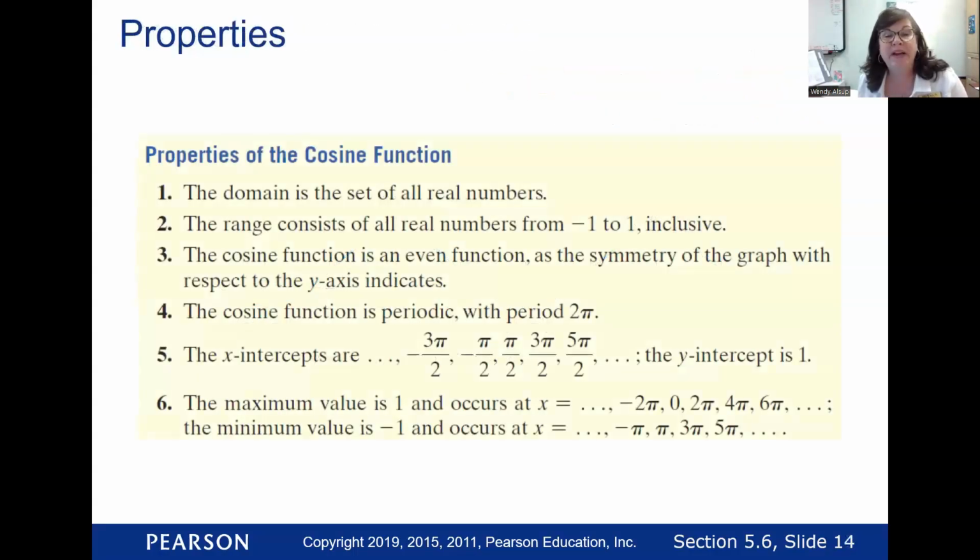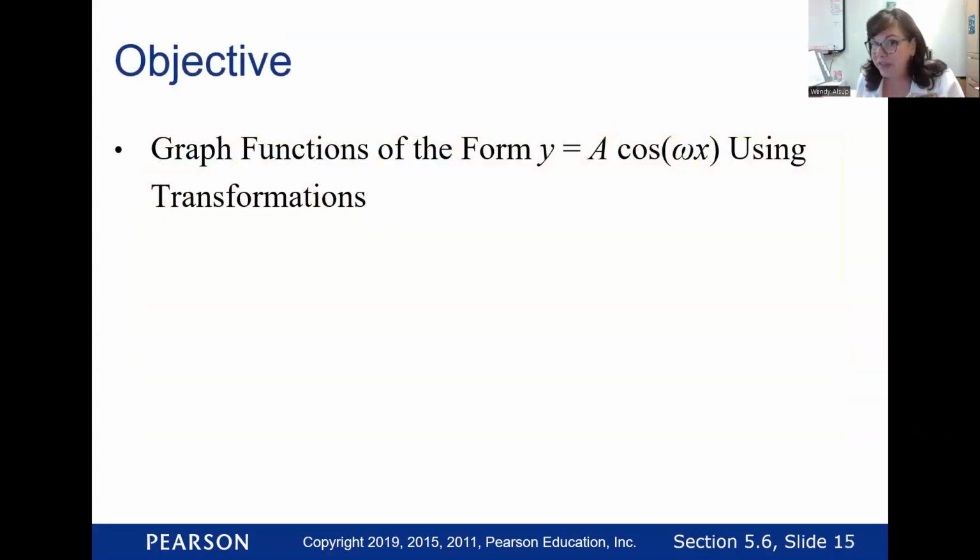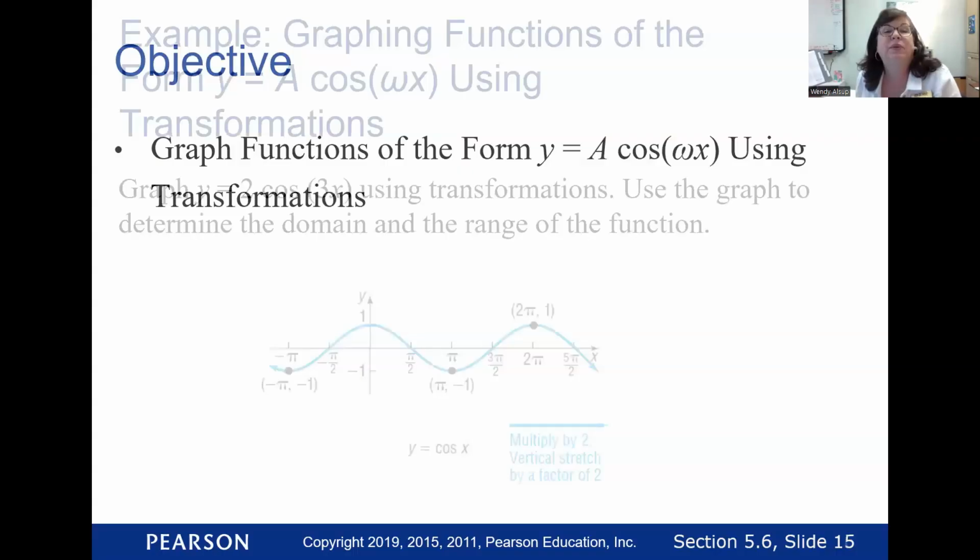All right, so the domain of the cosine function is the set of all real numbers. Range goes up to 1, down to -1 for the standard. Again, it's an even function and has a period of 2 pi, period meaning it repeats every 2 pi. Same thing with the a out front and the omega with the x. The a is going to raise it up or down. It's the amplitude, and the omega will compact it or expand it left to right.